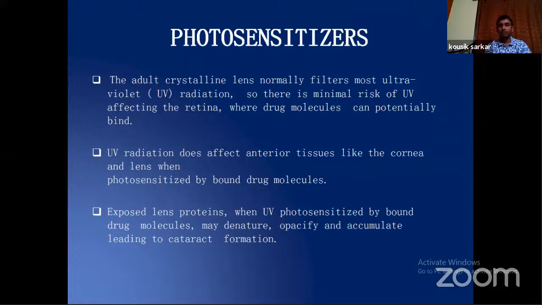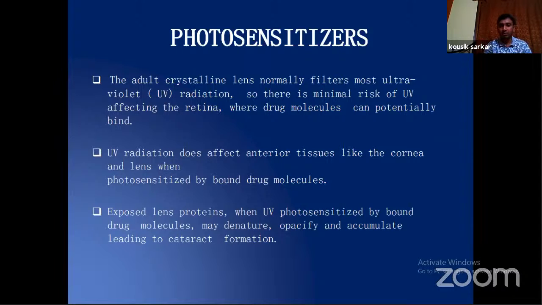Photosensitizers. Our adult crystalline intraocular lens normally filters out most UV radiation. So there is minimal risk of UV radiation affecting the retina, the innermost layer, where the drug molecules can potentially bind. But the anterior structures of the eye, like the cornea and the lens itself, usually get affected by UV radiation when the drug molecules are photosensitized.